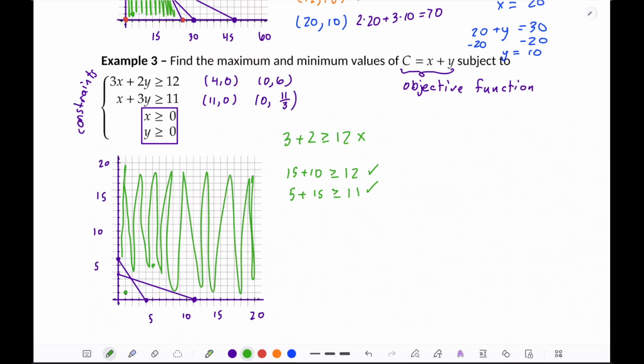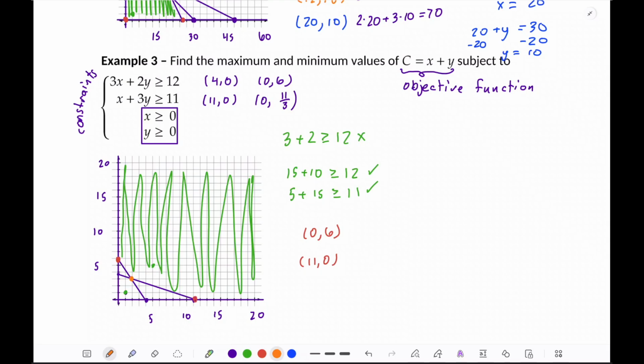Oh no, it's not bounded anymore. So this time we're not guaranteed to have a solution. So we still need to find the corner points though. That corner point isn't too bad. That's 0, 6. This one's 11, 0. And then this one, we need to solve a system of equations.